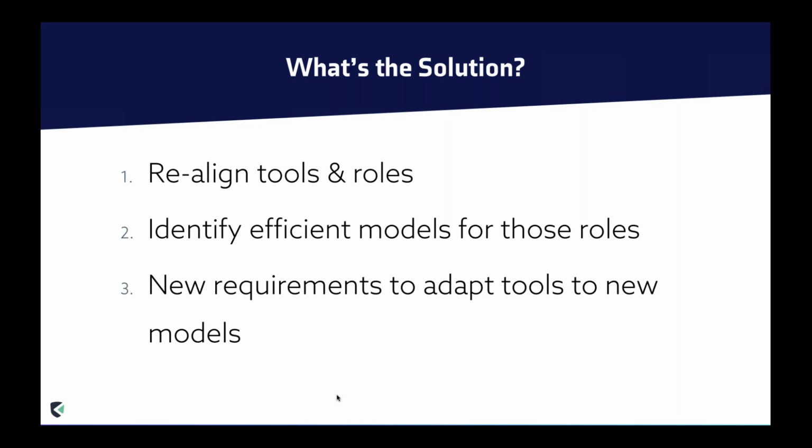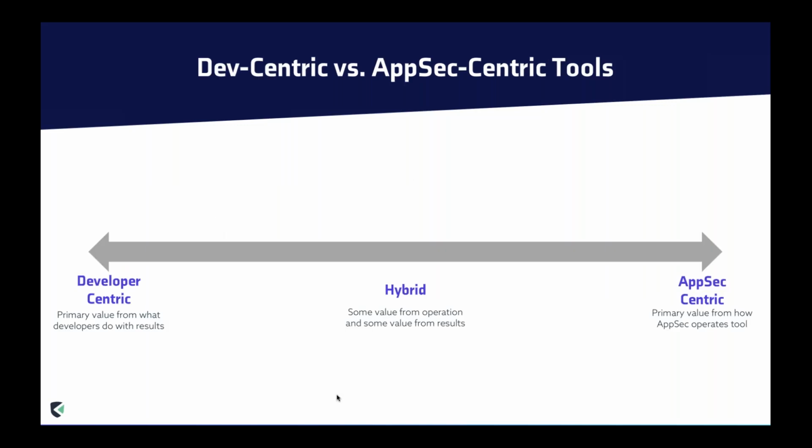And then once we figured out what's the right user for the right tool, how can we find a model that works for that user? And then, of course, once we've found that model, we need to start thinking about what are the requirements to get from where we are today to where we need to be for that new user. So specifically, what I'm saying is that you should be thinking about your security tools on a spectrum for who the key user is.